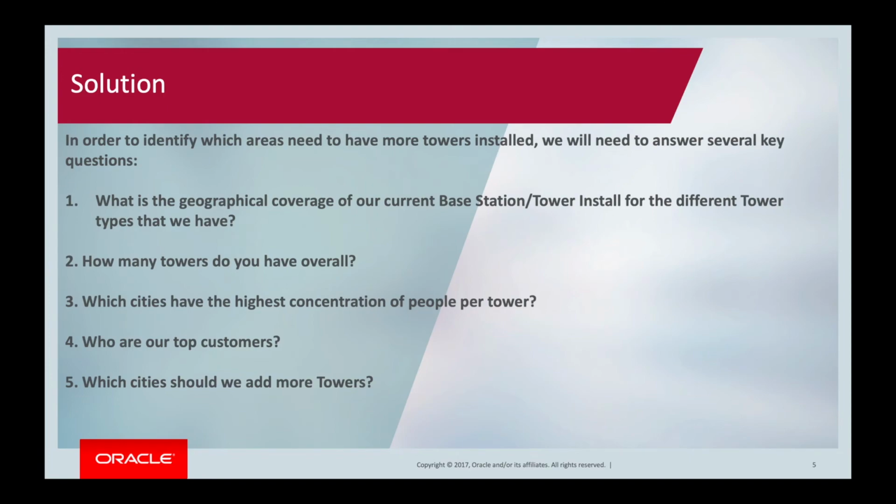In order to identify which areas need to have more towers installed, we'll need to answer a few simple questions. What is the geographical coverage of our current base station tower install for the different towers and the types that we have? How many towers do we need overall? Which cities have the highest concentration of people per tower? Who are the top customers? Which cities should we add more towers? And also, it would be nice if we could print out all these analyses in a nice, simple PowerPoint.